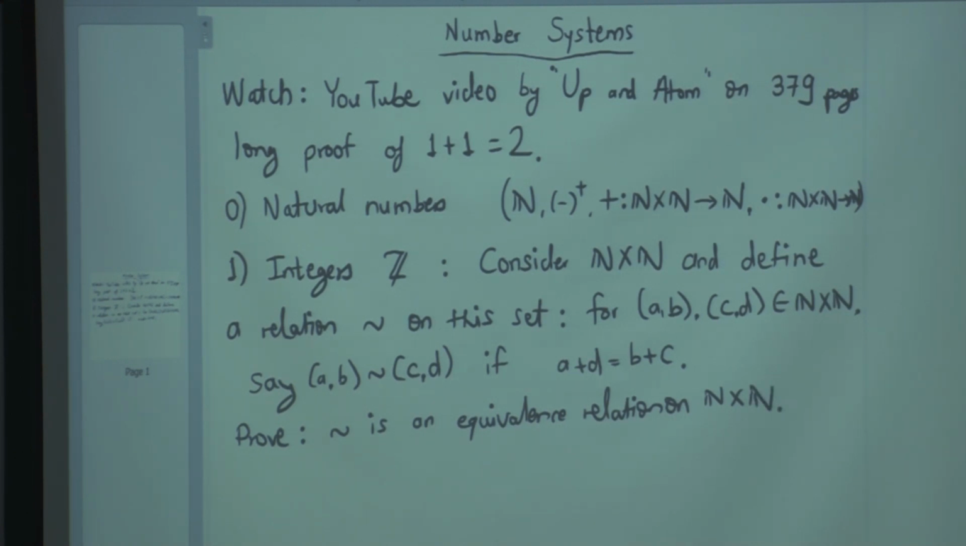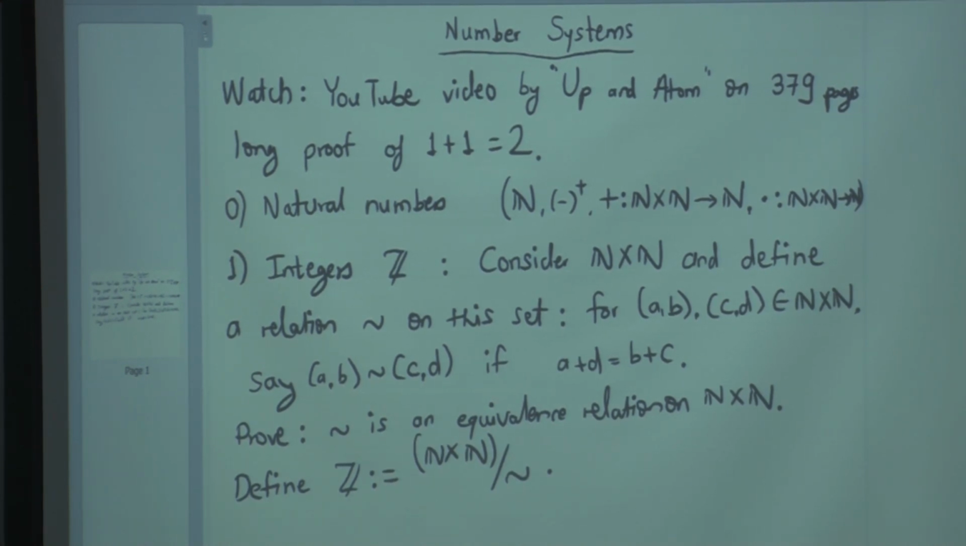Yeah, hopefully you can do that without any problems. Reflexivity, symmetry and transitivity. Okay, so tilde is an equivalence relation, and then define Z to be equal to the set of equivalence classes of ordered pairs of natural numbers with respect to this relation. Yeah? So these are precisely the integers.